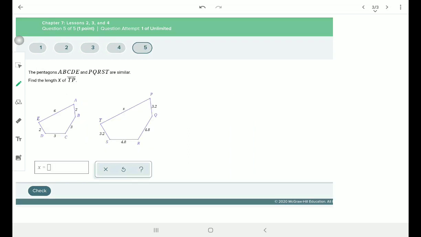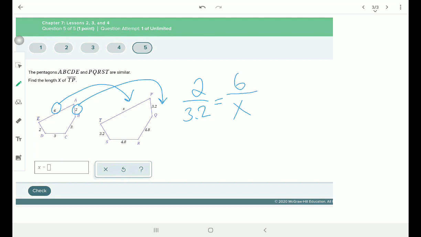And the last one that we need to do is we have to figure out the missing side length of the pentagon. So same thing, we have to set up a proportion. So I would choose an easy one. So going from 2, that goes to 3.2, so 2 over 3.2 has to equal from 6 to x. Okay, so I could do 6 times 3.2, and then I can divide it by 2. So 6 times 3.2 divided by 2, and that gives me 9.6 here for x. Sorry, 9.6. Okay.